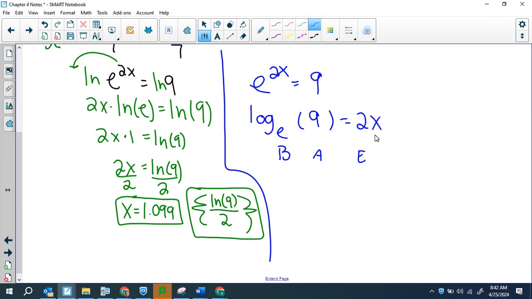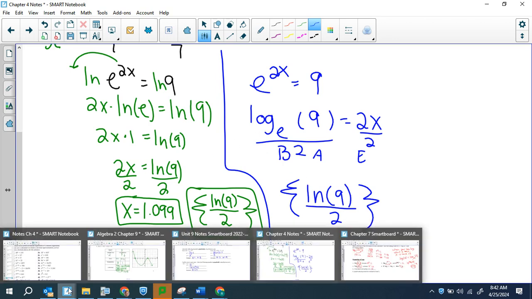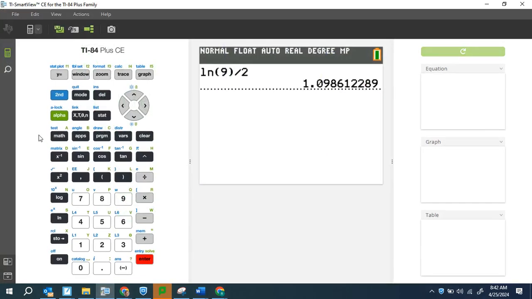We still have to divide that whole thing by 2. So then the solution set would be log base e, which is really ln of 9 divided by 2, which if you look, was the same thing we got. And then you can type that in your calculator, you get the same thing.